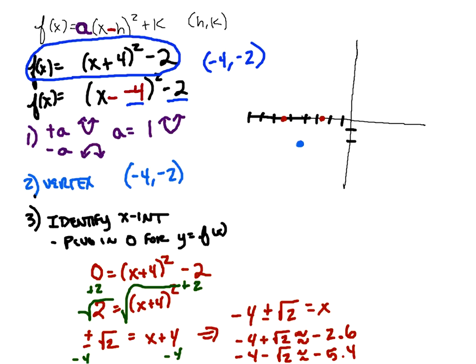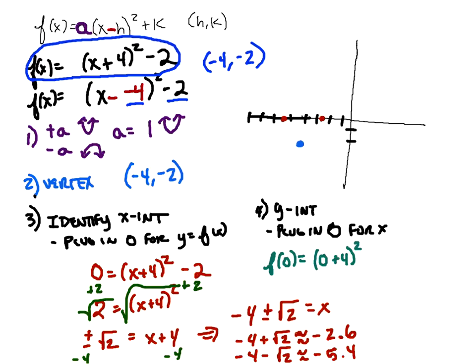All right. The last step of the process, well, before you actually graph the parabola, is to identify the y-intercept. And you do that the exact opposite way you identified the x-intercept. You plug in 0 for x. So basically I do f of 0 to find that. So I'm going to do f of 0, which is 0 plus 4 squared minus 2. So that is 16 minus 2, which is 14. So way up here at 14 on my makeshift graph is our y-intercept.